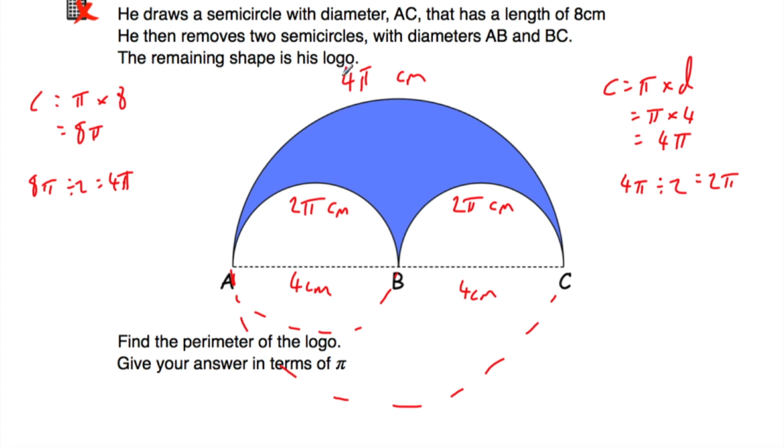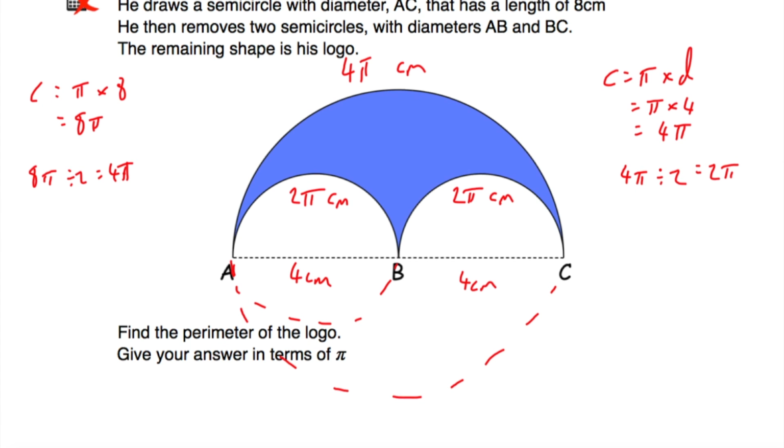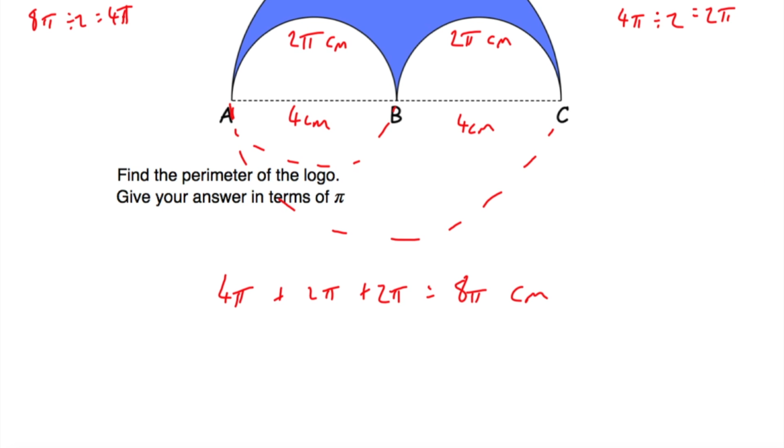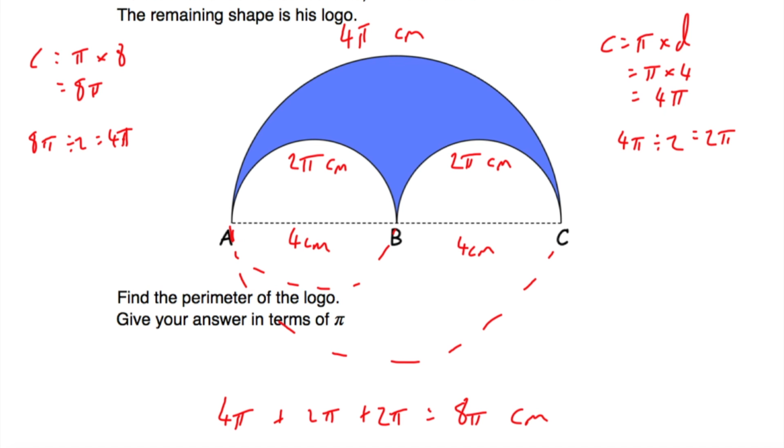The length of AC, this arc, is 4 pi centimeters. The length of this arc is 2 pi centimeters, and the length of this arc is 2 pi centimeters. So if we add them all together, that will be the perimeter of the logo. So 4 pi plus 2 pi plus 2 pi will be equal to 8 pi. So that means the perimeter of this logo will be 8 pi centimeters. And that's it. Okay, let's have a look at our next question.